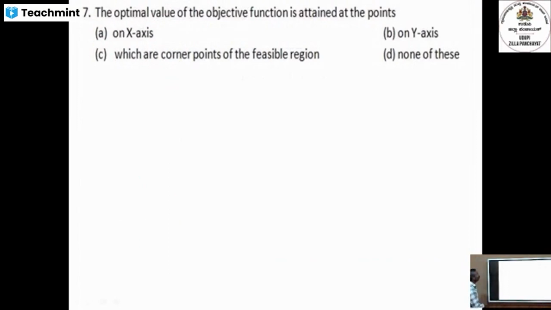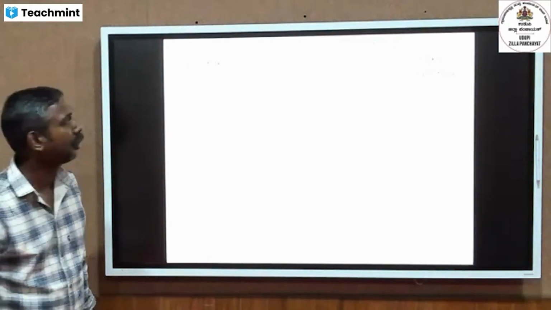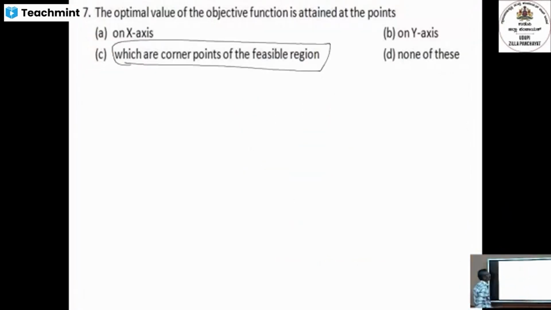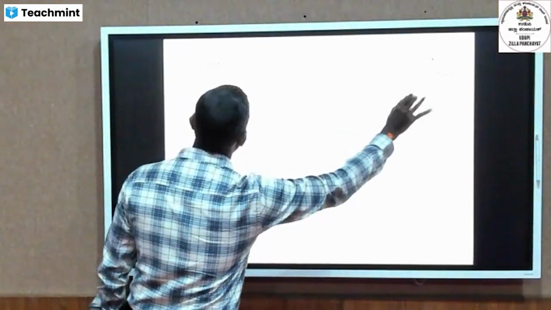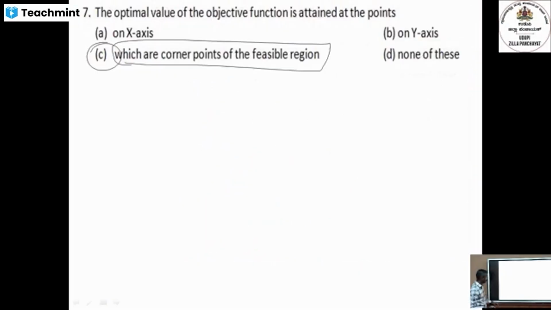Okay. So let's go for the next question. The optimal value of the objective function is attained at the points. Where do we get the optimal value of the objective function? If your LPP classes are complete, you will easily identify it as nothing but corner points of the feasible region. Obviously the feasible region must exist, otherwise we cannot solve the LPP. So on the x axis, on the y axis, none of these, but the corner points of the feasible region. So option C is the correct one.